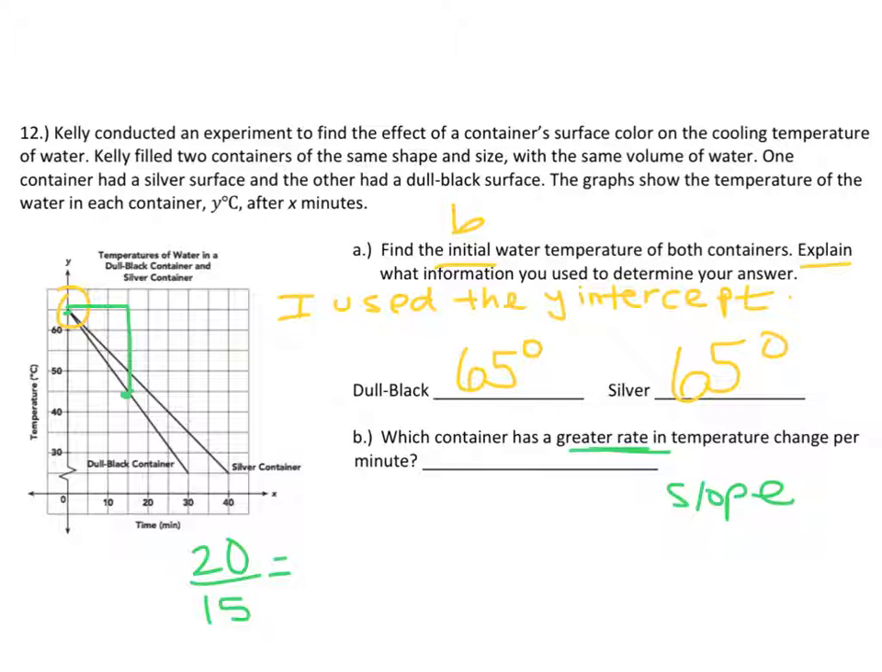Okay, and that could reduce to 4/3, which is like 1 1/3. And you can see it's descending, so that would make this a negative rate, negative 1/3. Let's look at container B and do the same process.